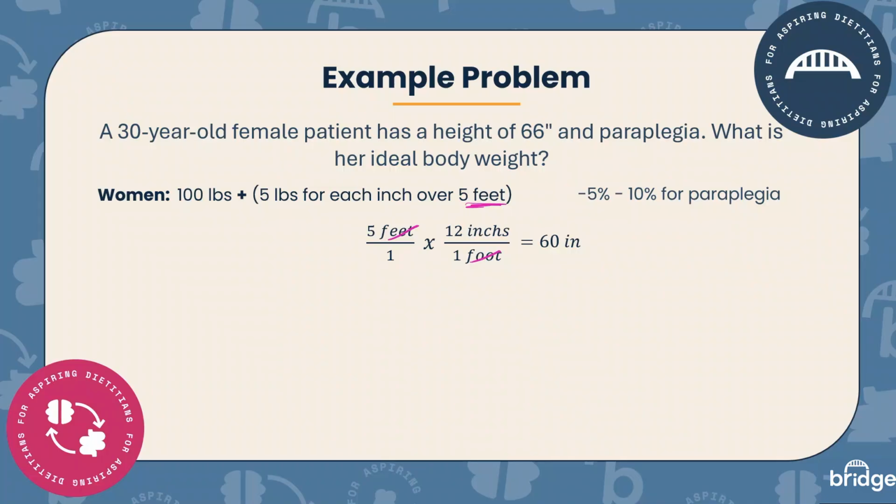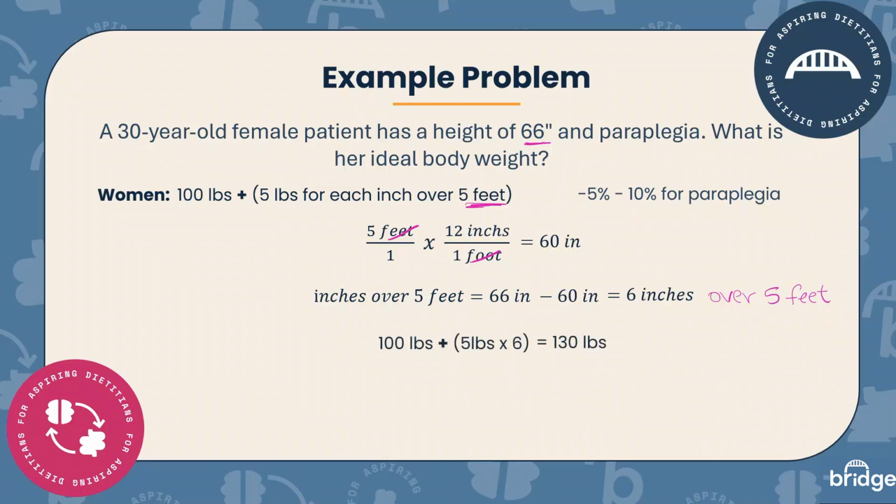And this woman is 66 inches tall. Since she's 66 inches tall, that's 6 inches over 5 feet. So this woman is 5 feet, 6 inches tall. We can use the equation for ideal body mass, which says you take 100 pounds and you add 5 pounds for every inch over 5 feet tall. And she's got 6 inches over 5 feet tall. So ideally, she would be 130 pounds.